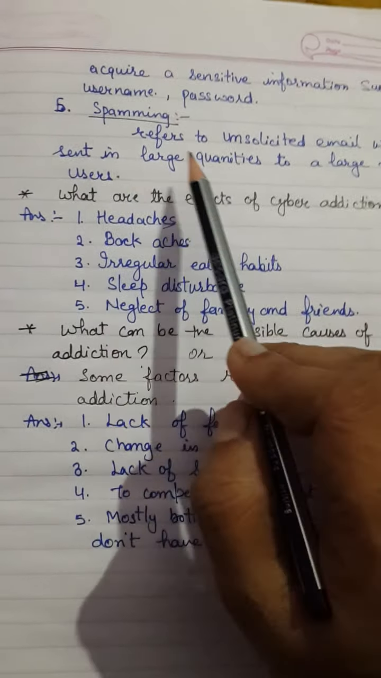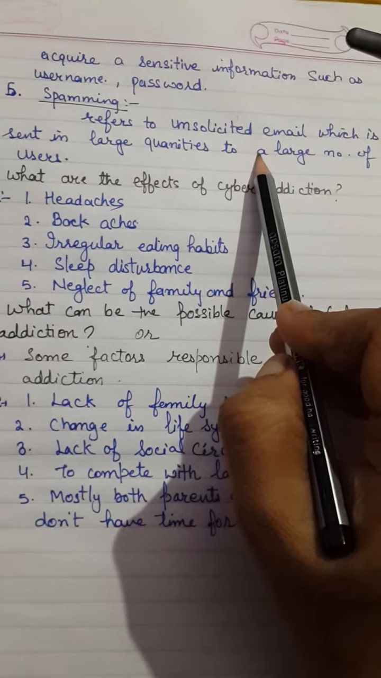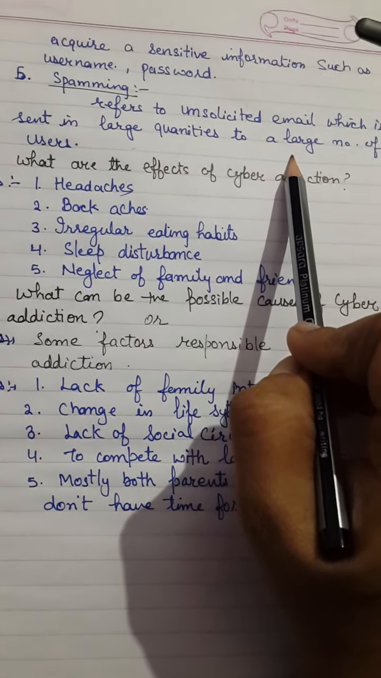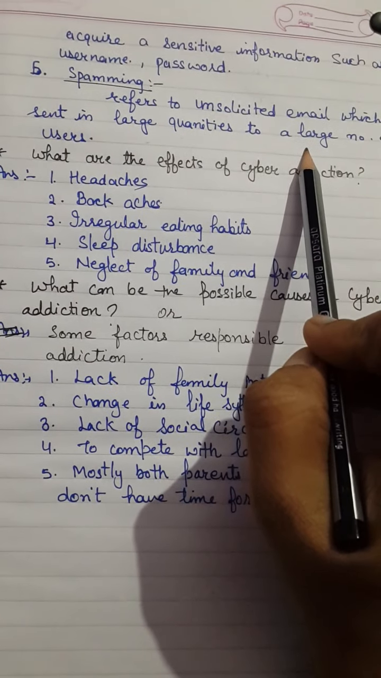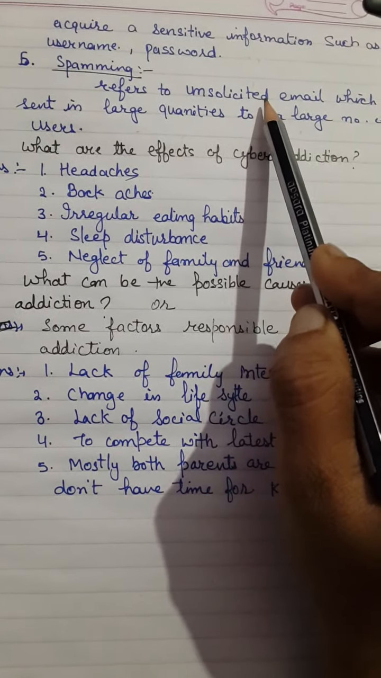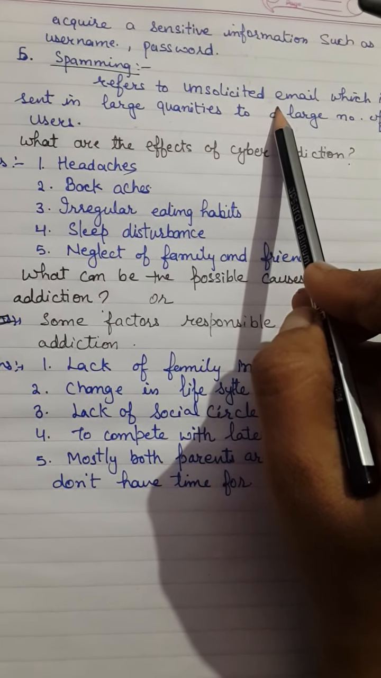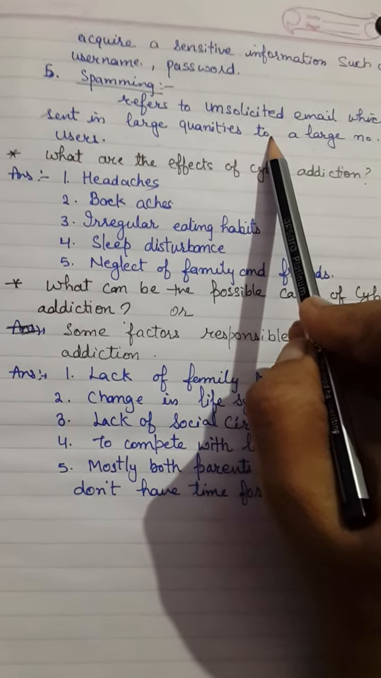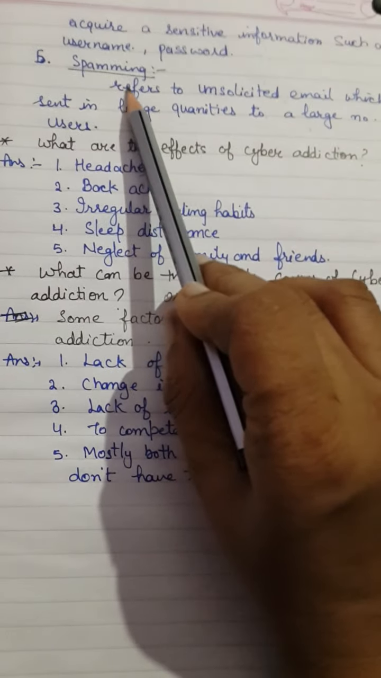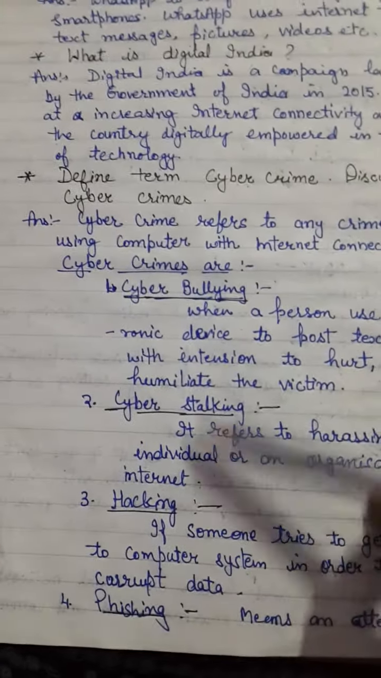Now spamming. What is spamming? It refers to unsolicited emails sent in a large quantity to a large number of people. Sometimes when you use websites or email, multiple advertising mails or offer mails come to your computer via the internet. That is called spamming.